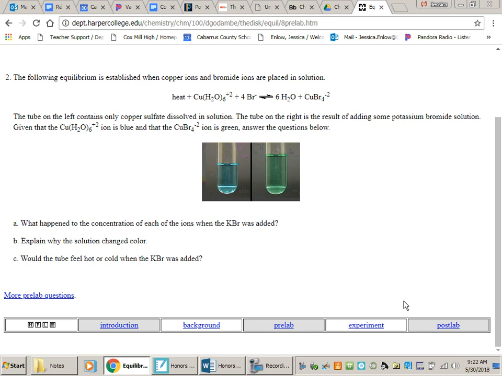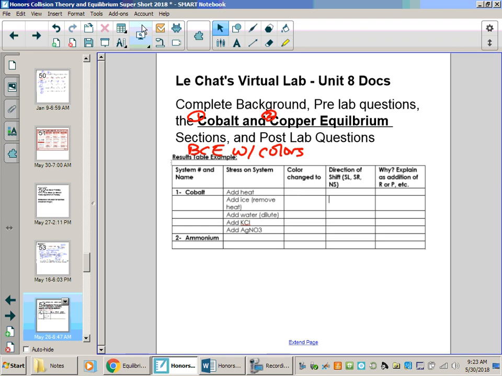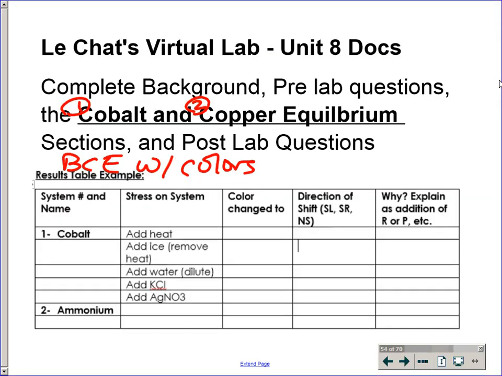Okay? Feel free to work in groups of 2 if you would like to converse with someone. If not, knock it out by yourself. Okay? You can see the instructions right here again. This is what I'm expecting of you.